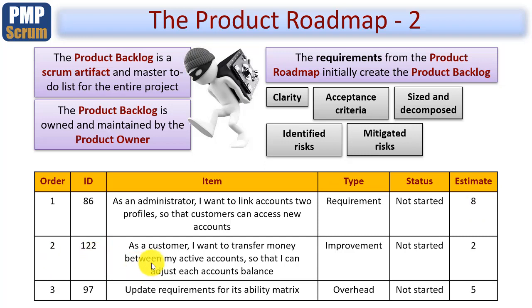Here's requirement number 2 on your product roadmap. ID is number 122. As a customer, I want to transfer money between my active accounts so that I can adjust each account's balance. This is an improvement type rather than a requirement. Again, not started. And then 3, here's another type of requirement. Update requirements for its ability matrix. Whatever that is, it doesn't matter. This is an overhead feature. And again, it's not yet started. So just a quick introduction here to some of the language that's used. You'll understand these better as we dive into detail within requirements and user stories later.